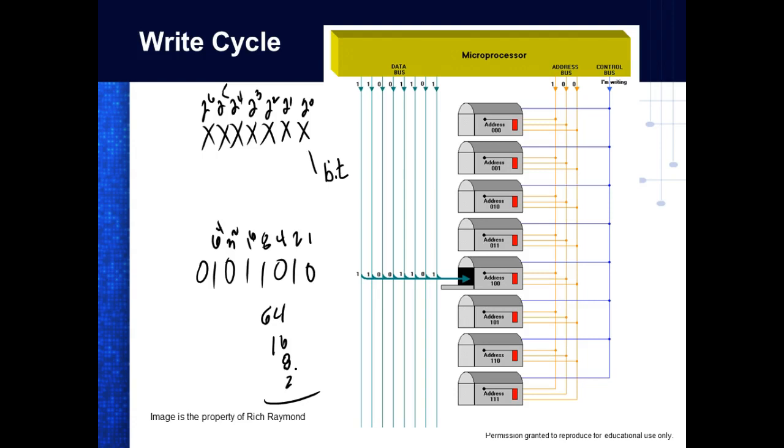So what we would do right here is, the only combinations I could put out on my address bus: I could put out 0. I could put out 1. I could put out 2. I could put out 3. I could put out 4. I could put out 5. I could put out 6. And I can put out 7.